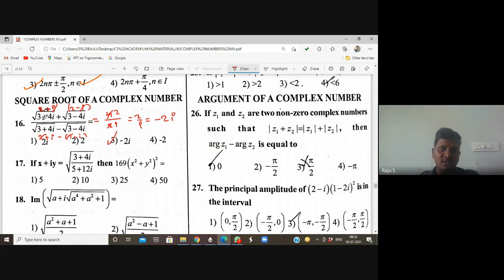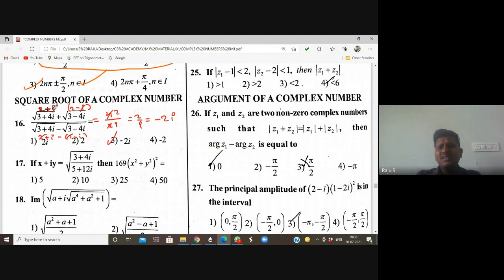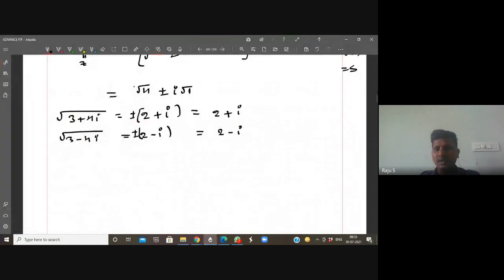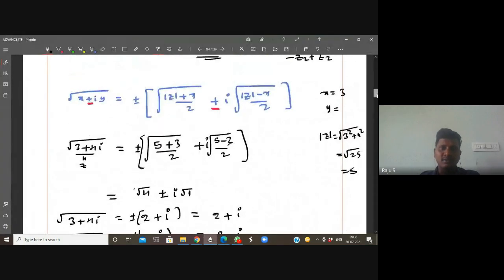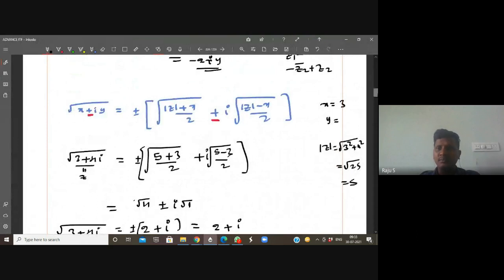Students, after getting this root over, finding the square root value is very important here. After that, simplification and all we know very well. So finding the square root value you can do very carefully. Remember the formula. If you remember this formula, you'll get that answer.